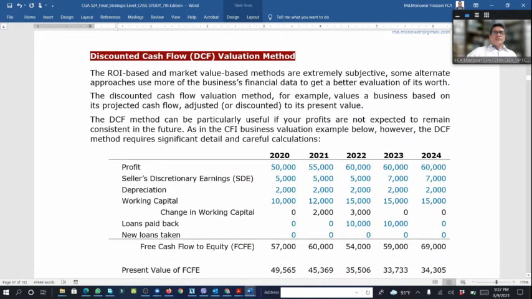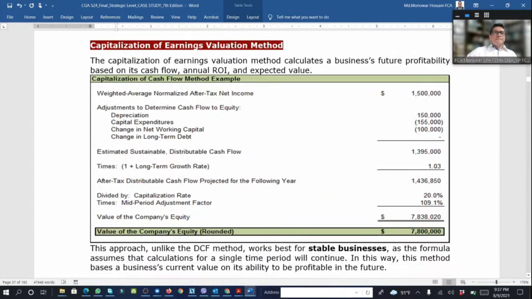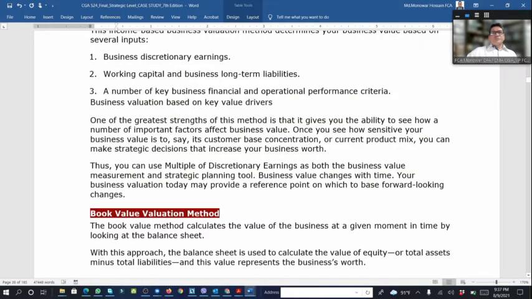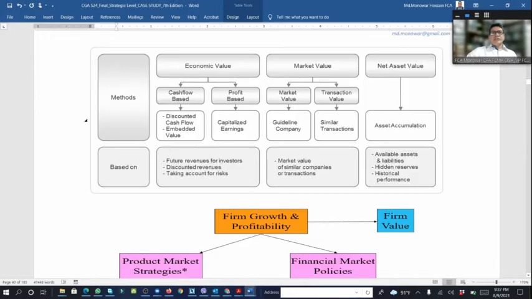And here the discounting, capitalization of earnings value method, earnings multiplier valuation method, book valuation method. So basically we have seen three main approaches: asset approach, income approach, market approach. And profit multiplier also we have seen. So here is all income, economic value, market value.